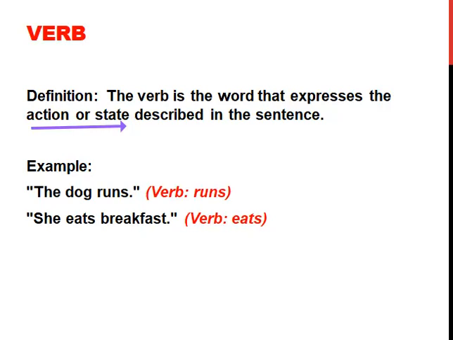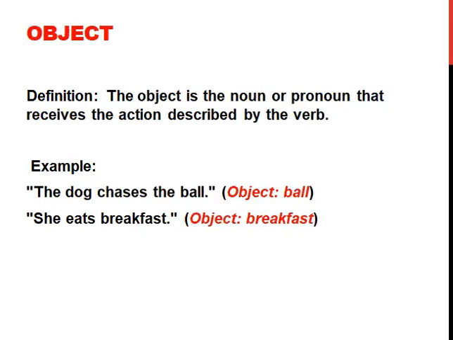So the dog runs. Runs is the verb. The dog is the noun phrase, and runs is the verb. And she eats breakfast. So eats is the verb, breakfast is another thing, and she is another. So I hope you have a very good idea of the verb. Let's move on to the object.